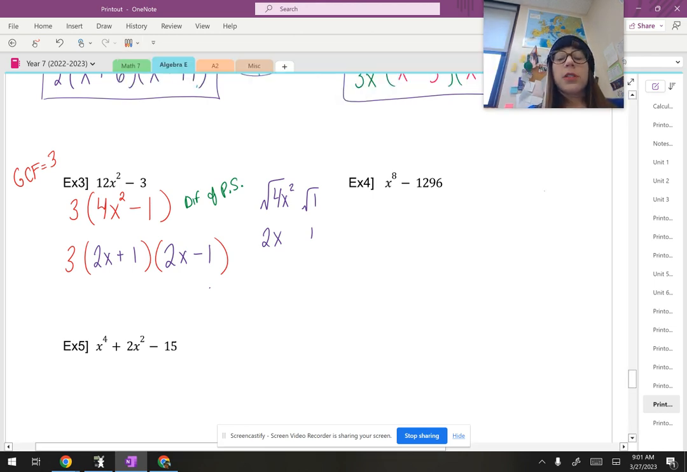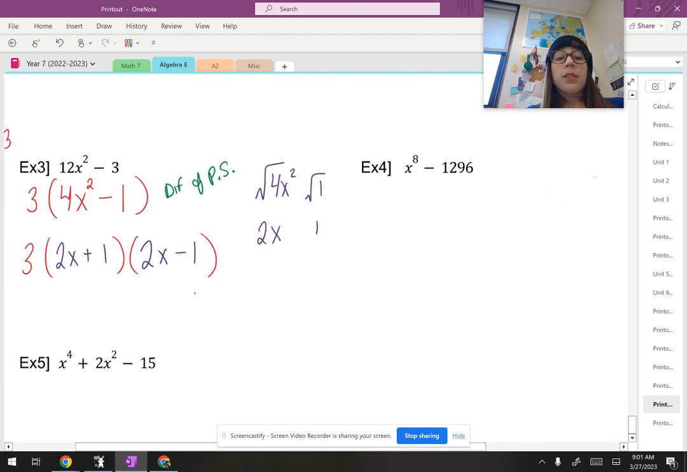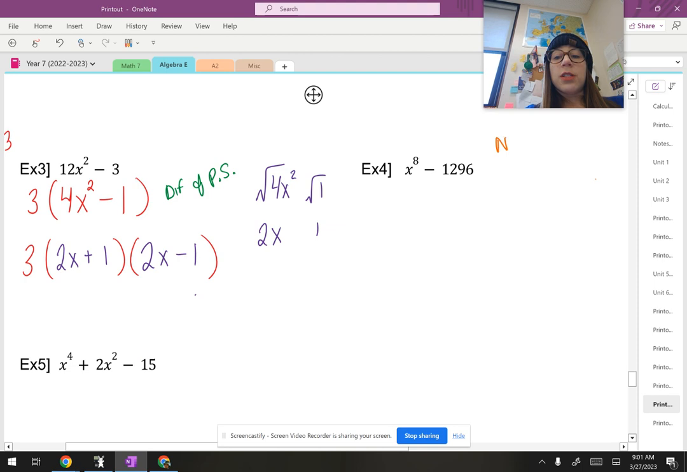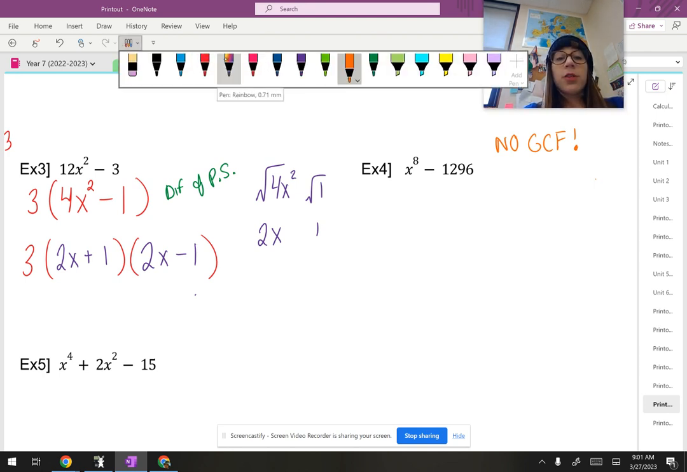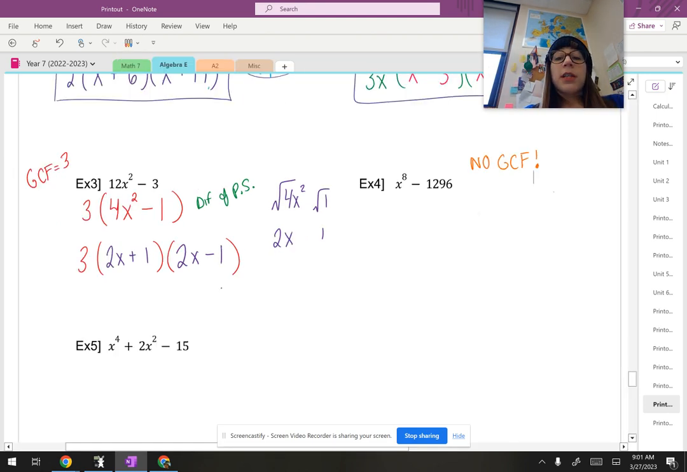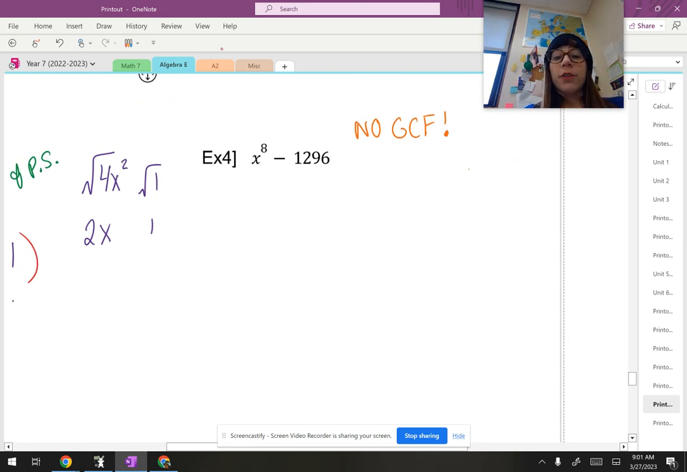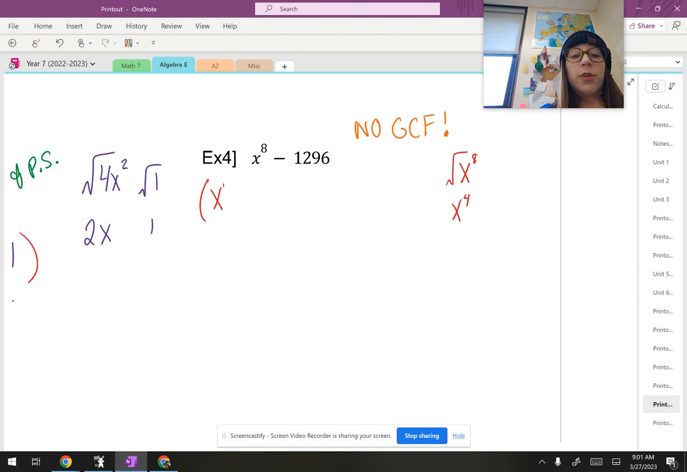Now, example 4, similar kind of question here because you can see that we have a binomial. This one is a little different, though, because there is no GCF on here. So I'm skipping that first step and just going right to the difference of perfect squares. So again, just like last time, the inverse of a perfect square is to square root. So when I'm square rooting x to the 8th, that gives me x to the 4th. The only way to get to x to the 8th is by doing x to the 4th times x to the 4th.